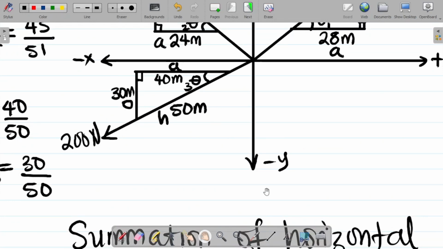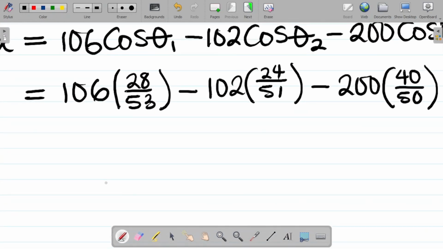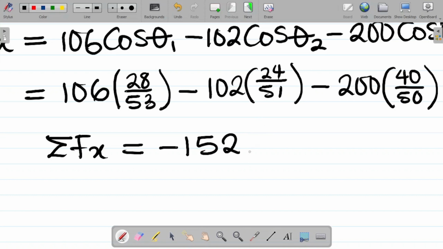All right, I'll just go through to punching my final answer here. So sigma Fx is equal to, so please punch this correctly. What do you have? For me, this becomes 106 into 28 all over 53, minus 102 into 24 all over 51, minus 200 into 40 all over 50. And when I punch this, my final answer gives me minus 152.